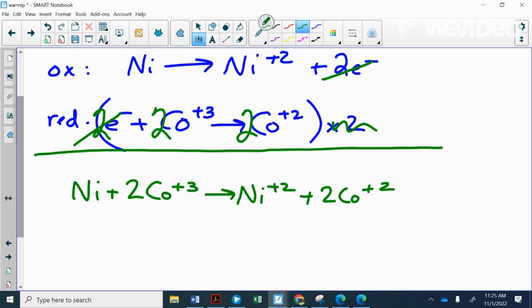And just to show you it's balanced, 1 nickel, 2 cobalts, let's look at charge. This guy doesn't have one. This is 2 things that are each plus 3. So the charge over here is 6. This guy's plus 2, and this is 2 things that are each plus 2, plus 4 for a total of plus 6. How many people got that one? Aha. Okay, good. That's better.